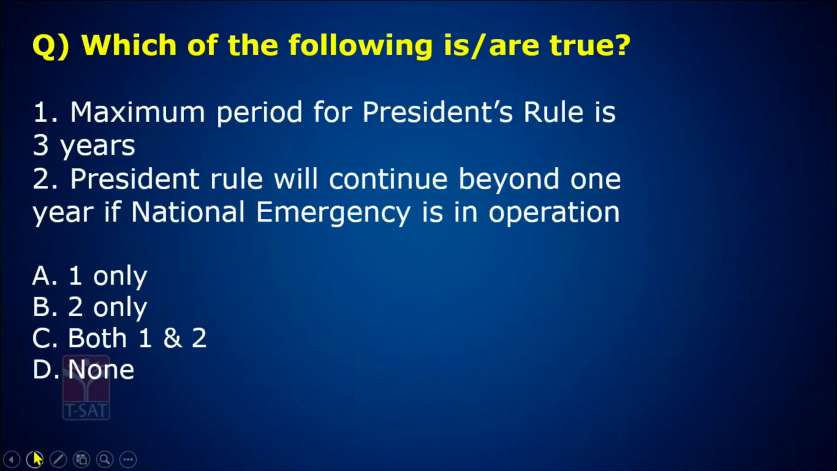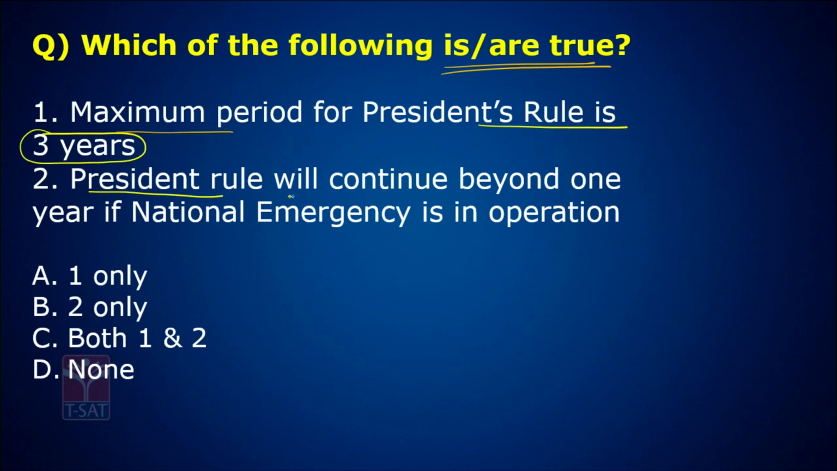Which of the following is or are true? Okay, let's try to understand. Just before I told, the maximum period for the President's rule is 3 years. President's rule will continue beyond 1 year if national emergency is in operation. Both the statements are correct. Now, you need to understand this.